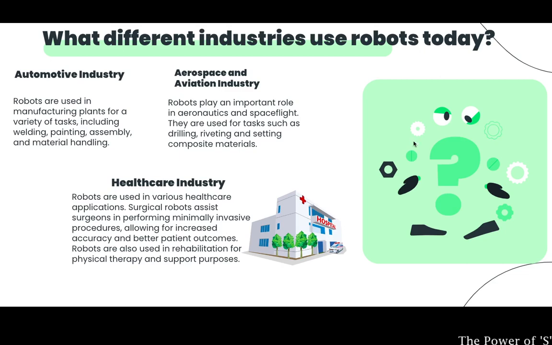Okay, so the automotive industry definitely uses robots, because robots are in manufacturing plants for a variety of tasks, including building, painting, and so on. And then the aerospace and the aviation industry, as I just said. The healthcare industry, because surgical robots assist surgeons performing minimally invasive procedures for increased accuracy and better patient outcomes. So you definitely won't be seeing, even in the future, so even 2050, right? You won't be seeing robots taking over doctors, because robots are not going to be playing with human lives. No one feels safe. I definitely wouldn't, and I don't think you would too.